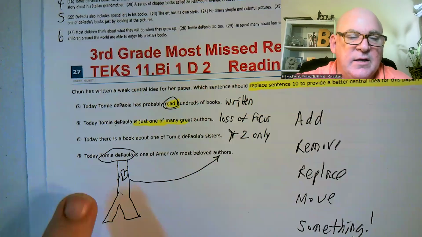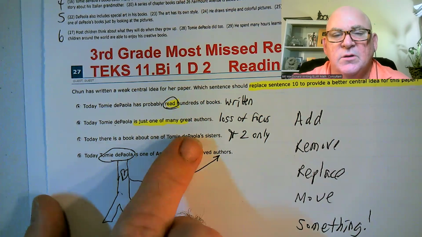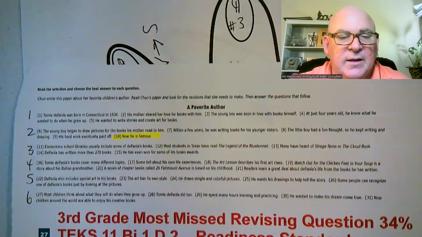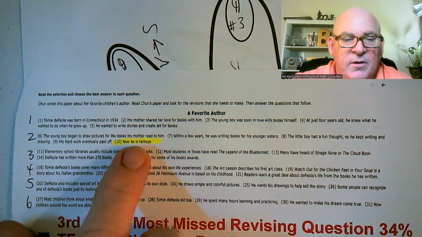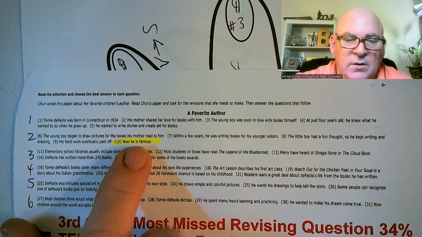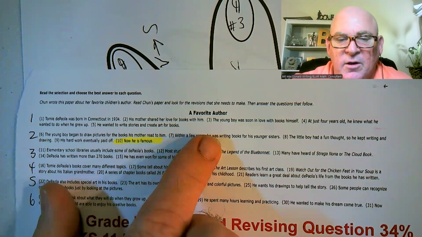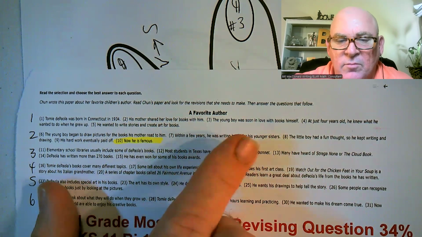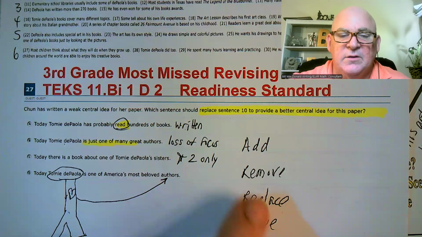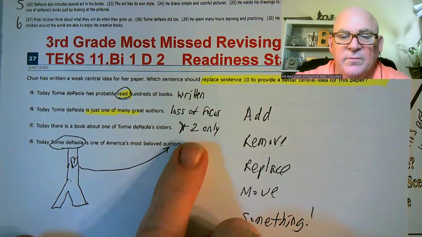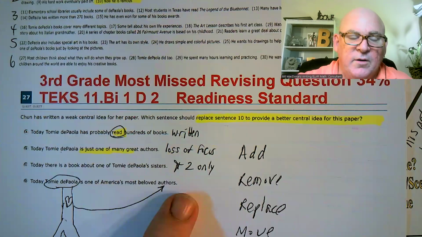Letter D said, today there is a book about one of Tommy de Paola's sisters. So when I looked at that, I was like, well, just because paragraph 2 has the weak central idea that we're replacing, you don't need to use only paragraph 2 about a time that he wrote books for his sisters. So that's not a central idea about an entire paper if it's only about one paragraph.